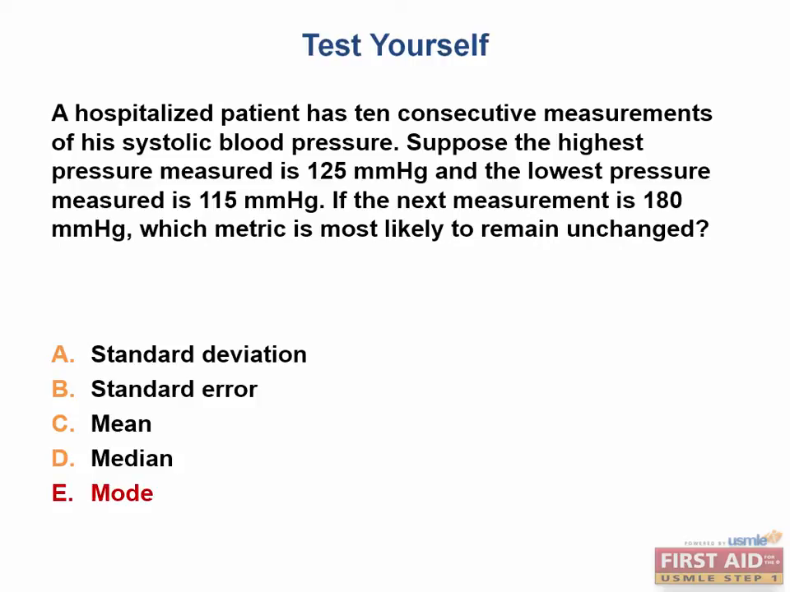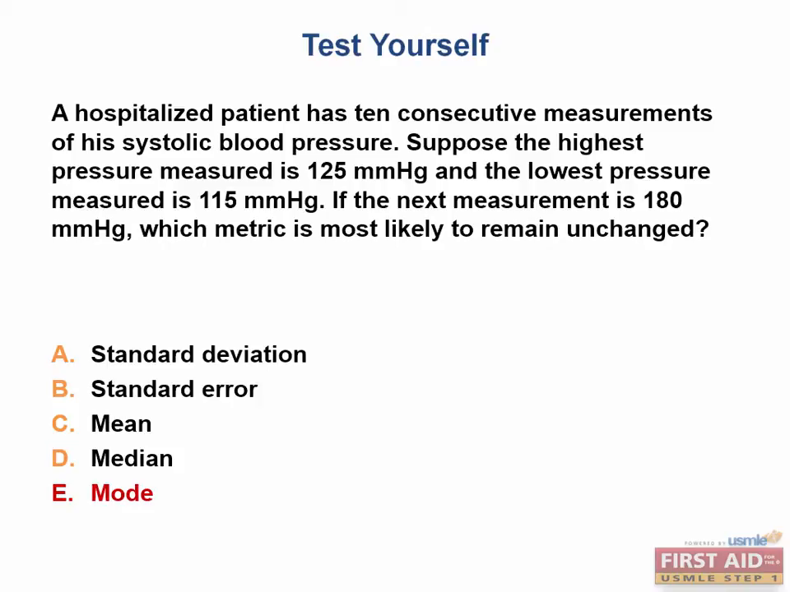Hospitalized patient has 10 consecutive measurements of their systolic blood pressure. Suppose that the largest pressure measured is 125 and the lowest pressure is measured at 115. The next measurement is 180. Which metric is most likely to remain unchanged? Standard deviation, standard error, mean, median, or mode?